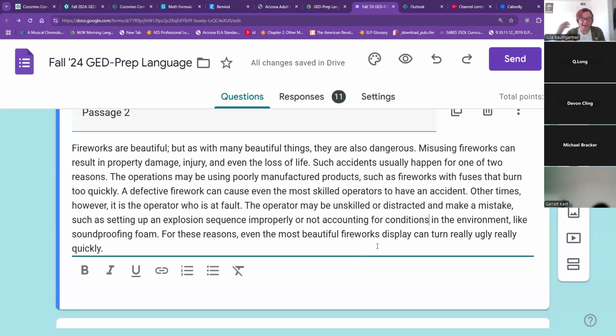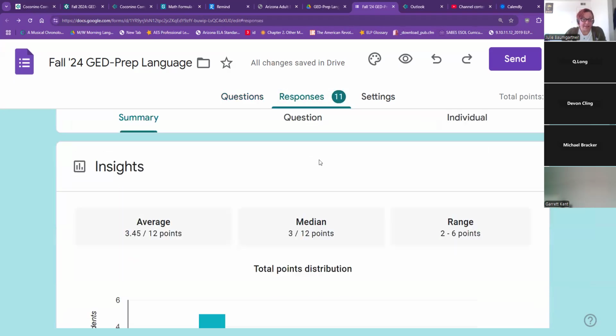Okay. So once again, hopefully you notice that we are still on the same topic, but this paragraph is giving us information along different lines than our first paragraph about fireworks. So let's see.